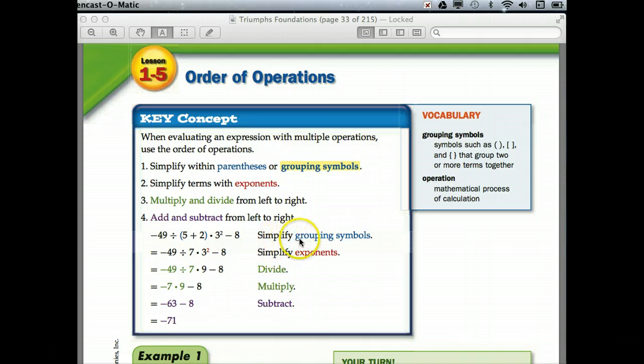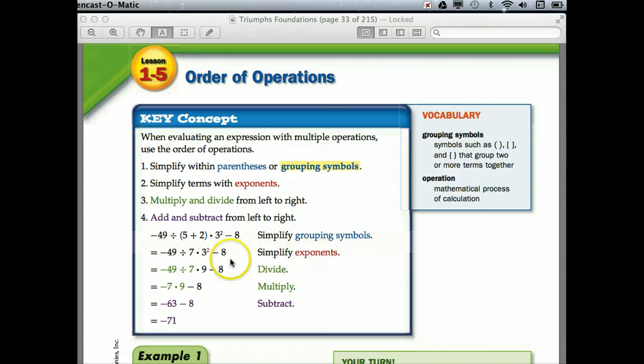So first of all, we need to simplify the grouping symbols. So we look at the grouping symbols. Here we just have parentheses, so we work inside them first. 5 plus 2 is 7. So then rewrite the entire equation with just that one thing fixed, okay?